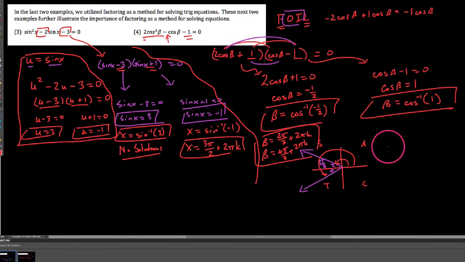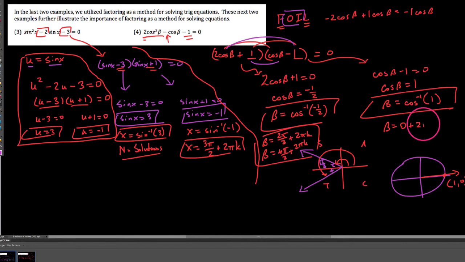Looking over here, we say, where is cosine equal to 1? It's one of my favorite questions because there's only one spot on the entire unit circle where cosine is equal to 1, and that'd be at 0 radians. We say beta is equal to 0 radians plus multiples of 2 pi, which is the period of cosine.